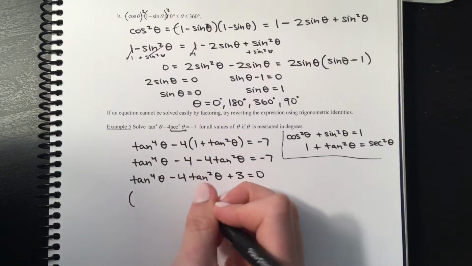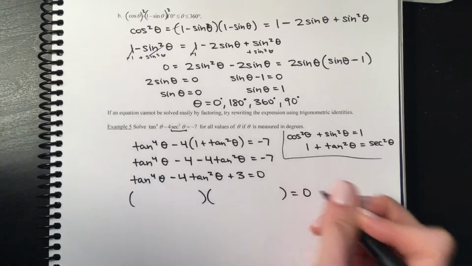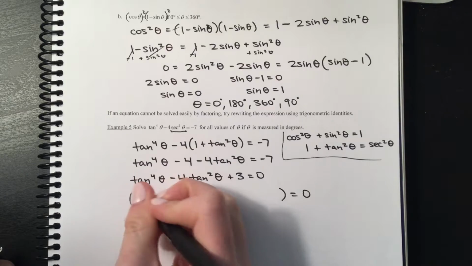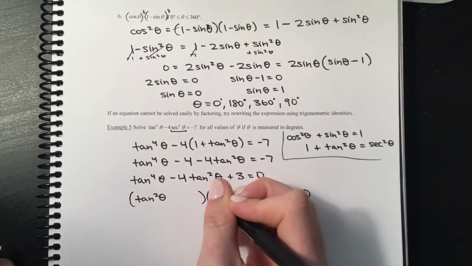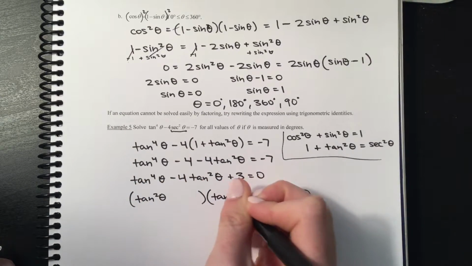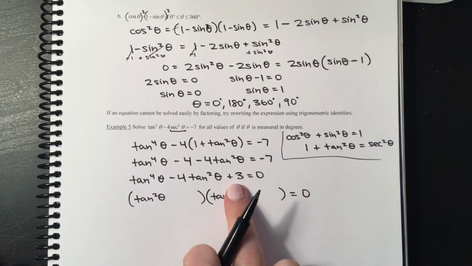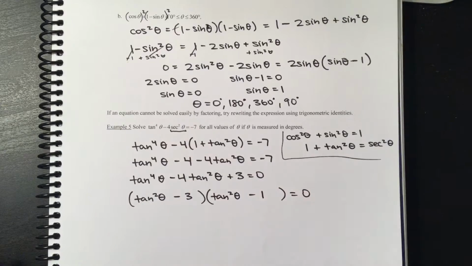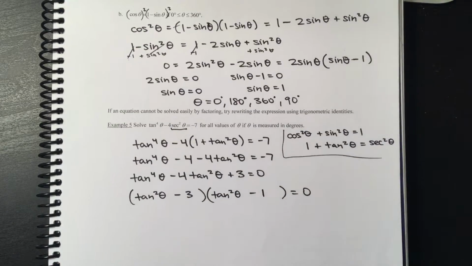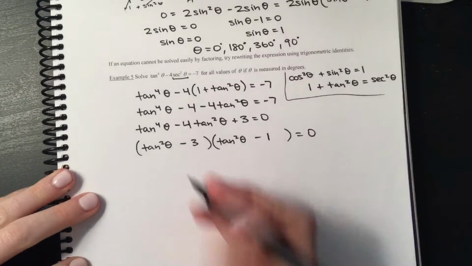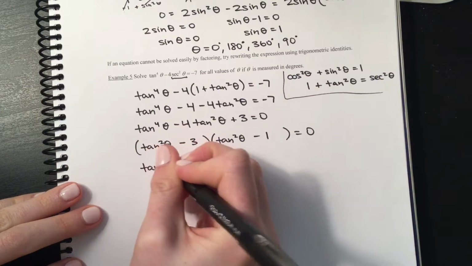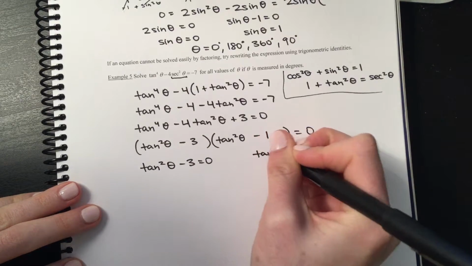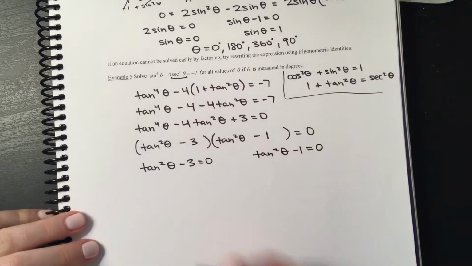So when I go to factor this down into pieces, tangent to the 4th, if I put tangent squared in these two pieces right here, that would multiply out to give me tangent to the 4th. So I start by factoring like that. And then to multiply to negative 3 and add to negative 4, I would put negative 3, negative 1. All right, so set both of those pieces equal to 0, and I am almost done. So if I take tangent squared minus 3 and set that equal to 0, I can also take tangent squared minus 1 and set that equal to 0.